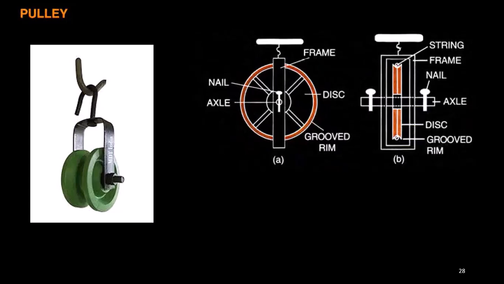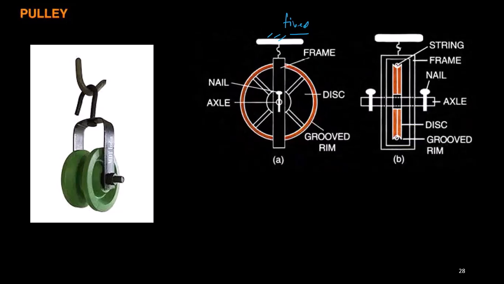Now come to the concept of another machine called the pulley. So a pulley is basically a device. It may be a simple pulley, which is a fixed pulley. Fixed pulley means this is the fixed part. On this pulley, the rope is there.